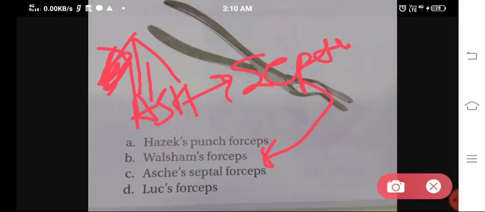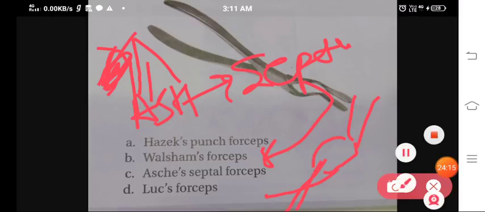Do see how the Ash forceps looks. It has typical features like this, and the ends are curved. So this is sort of Ash forceps. You can just Google it for a better picture.